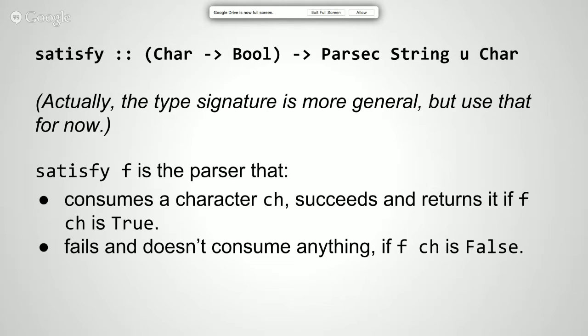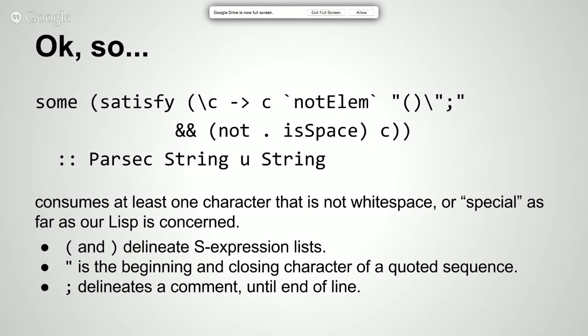So satisfy F is a parser that, if the leading character on the stream, if F of that character is true, it consumes that character and returns it. And if it doesn't, then it fails and doesn't consume anything. And all of these parsers can look at the next character, but they don't generally look ahead, or at least that's not the assumption. I'll get into lookahead in a second. So in this case, what does this parser do?